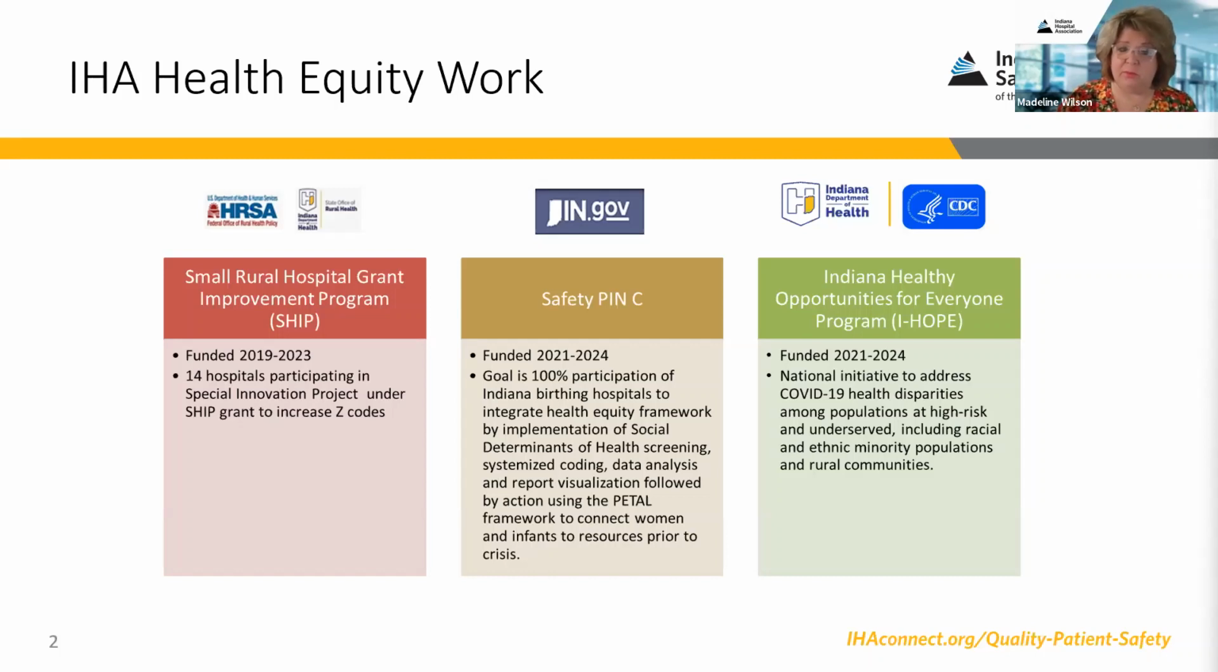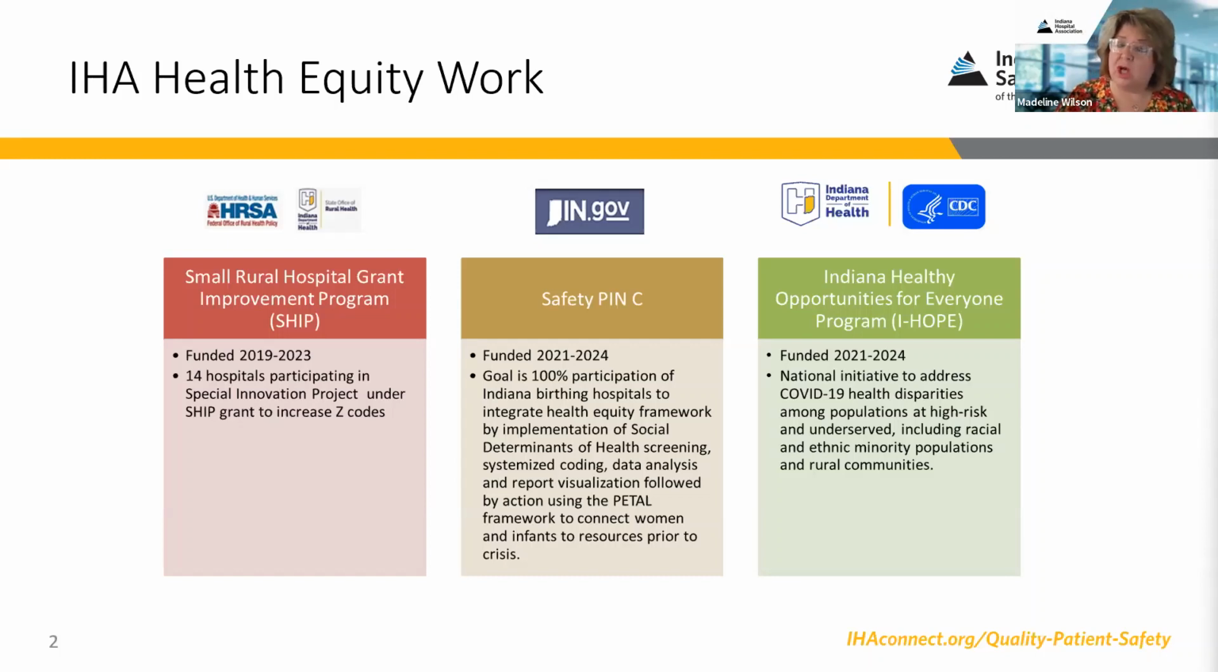Our first grant, which is a HRSA grant, started in 2019, and it was through the Small Rural Hospital Improvement Grant Program, or the SHIP program, and it was called a Special Innovation Project, or as we call everything in abbreviations and letters, it's SIP. This uses the hospital's community health needs assessment to focus on a targeted community need and start the screening process to capture Z codes.